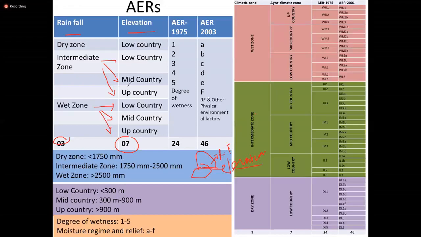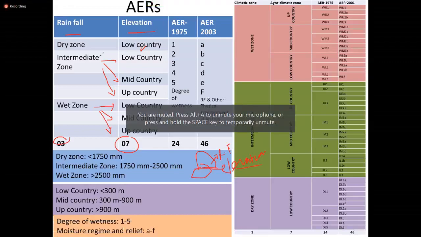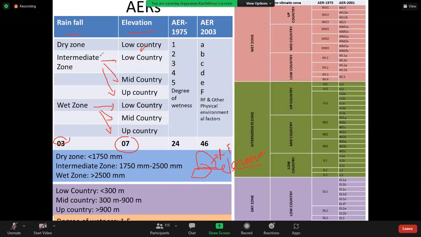So when we call both together, that is the agroclimatic zone, or the ecological regions, we say 7. How do we get 7? 1, 2, 3, 4, 5, 6, 7. That means the rise on low country. So far, Sri Lanka has this classification.